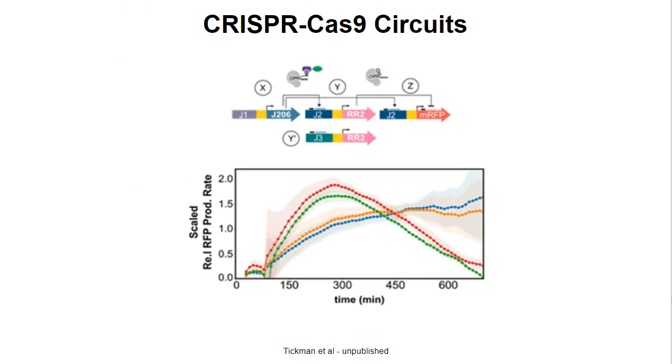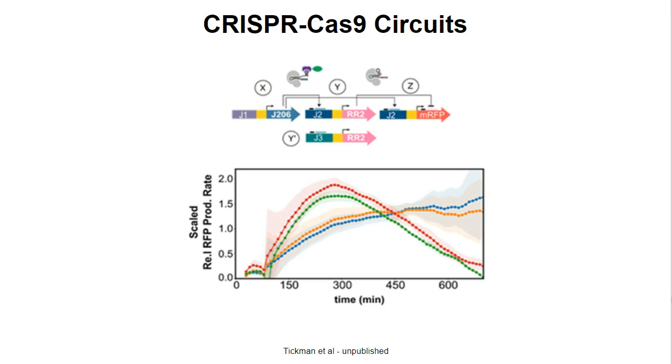And finally, this is something that we started doing recently: using CRISPR-Cas9 or other CRISPR enzymes to construct genetic circuits. Because CRISPR-Cas9 can be used to silence genes, that is basically repression, or we can use it to activate genes also.